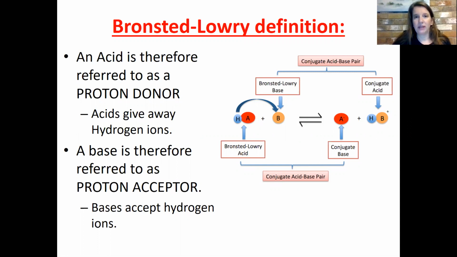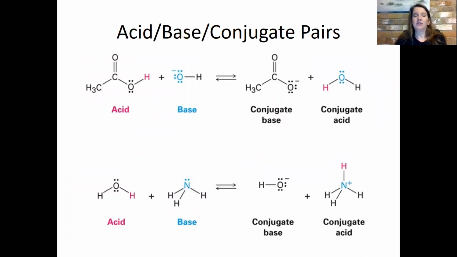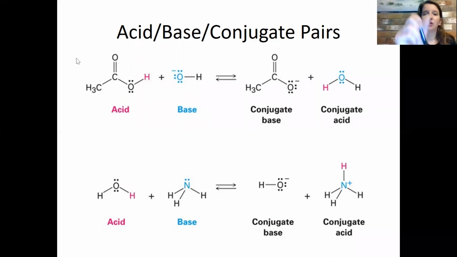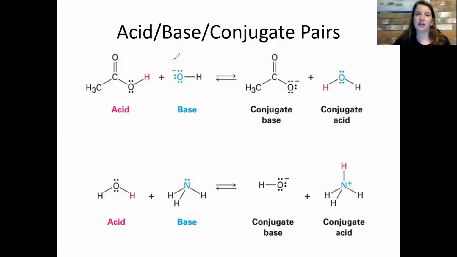Acids and bases are going to be on the reactant side of the reaction, okay? So when we have to identify acids and bases, we're looking on the reactant side. Now there's such a thing as acid-base conjugate pairs, okay? The conjugates are going to be on the product side. The acid and base are on the reactant side, the conjugates are on the product side. So when you look at this, we have to learn how to identify what's the conjugate base and what's the conjugate acid.